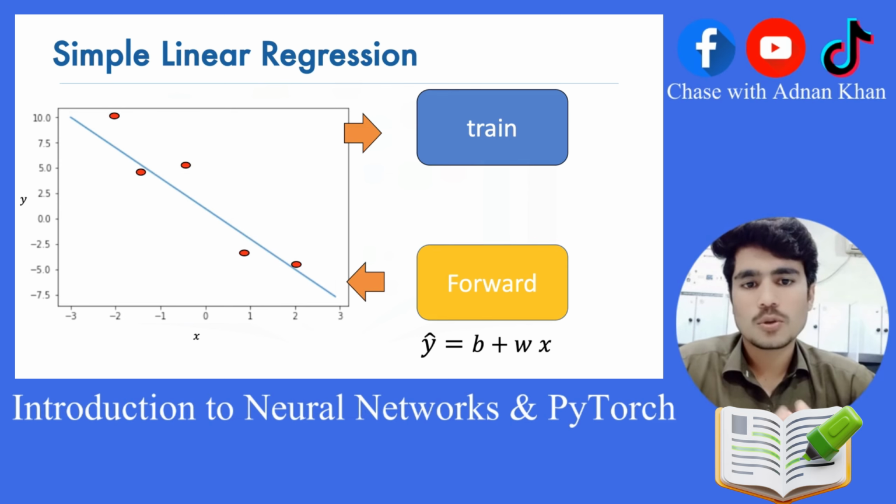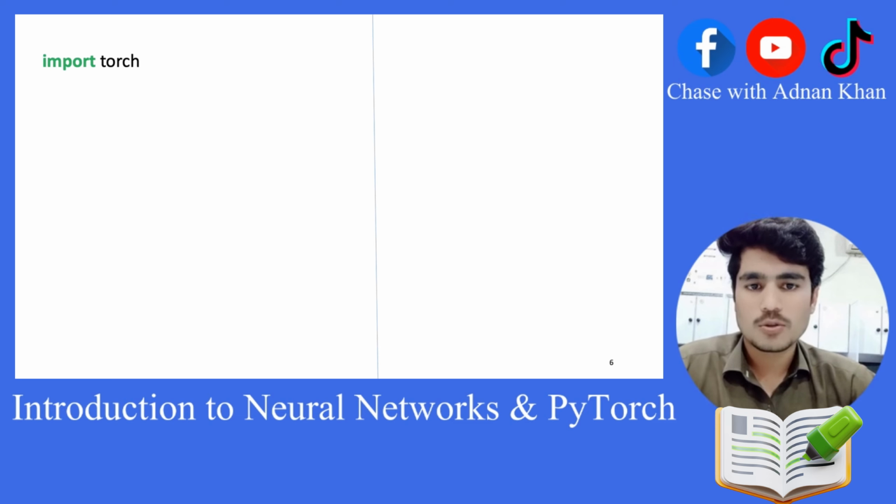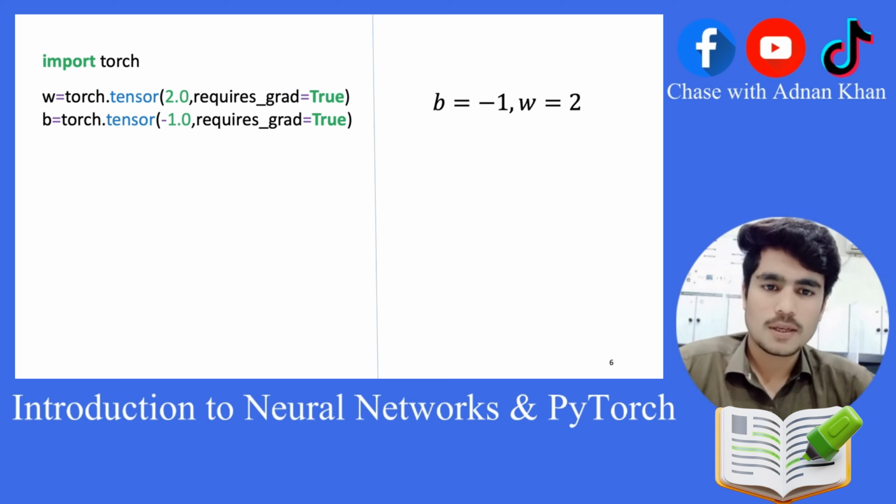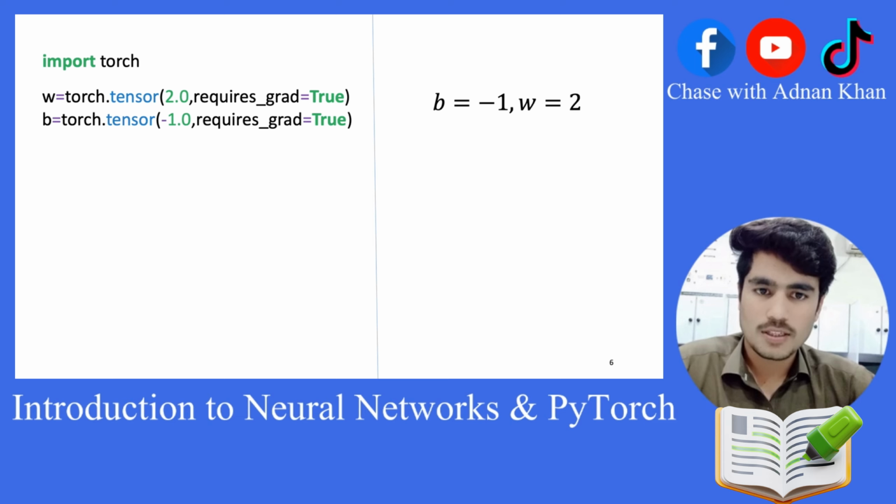Before we discuss how to learn the parameters, let's see how to make a prediction using some arbitrary values. We create two tensors representing the bias and slope. As we have to learn them, we set the option requires grad equals true. In this case, we set the bias to -1 and the slope to 2.